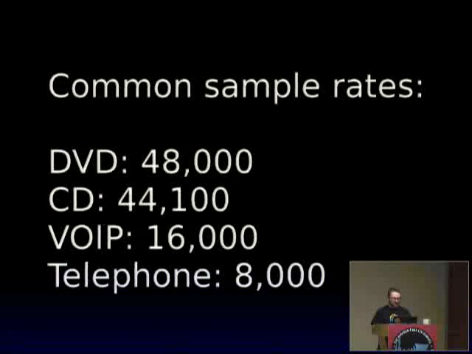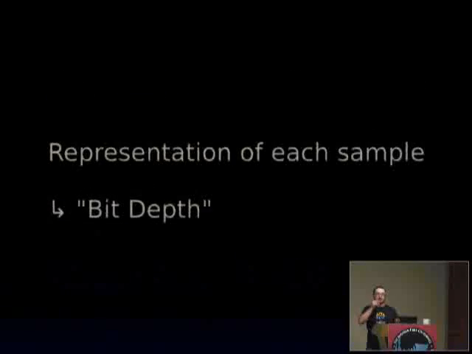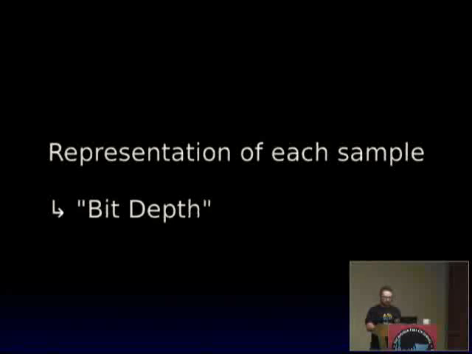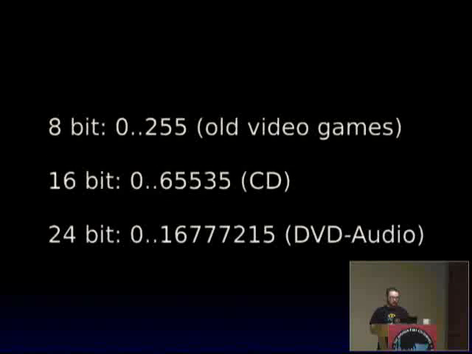So some terminology real quick. Samples per second is called sample rate. Here's some common ones. CDs are a really common one, 44,100. That means there's 44,100 individual, basically floating point numbers in every second of sound, like from a CD.